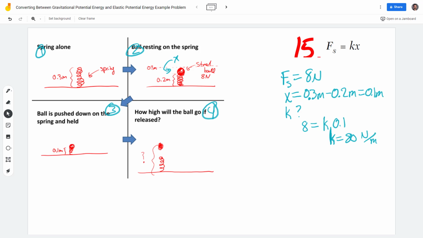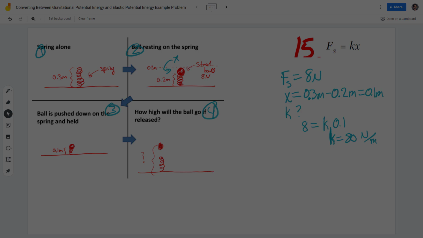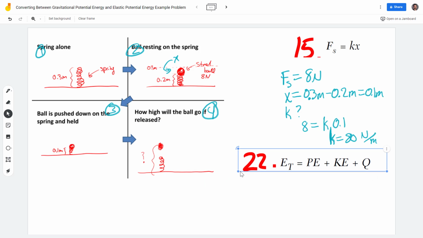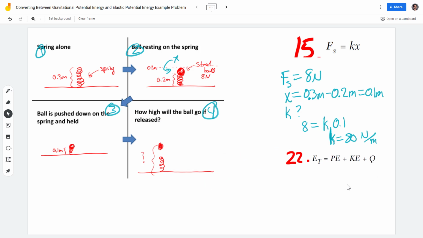An equation we can use to describe this is number 22. In some ways, it's not perfect, but this is saying that the total energy as the object moves up is not going to change at all. So this is the total energy. The first term is potential energy, PE, the second is kinetic energy, and Q is internal energy. That's if friction is involved; the particles of the ball itself would be heating up.